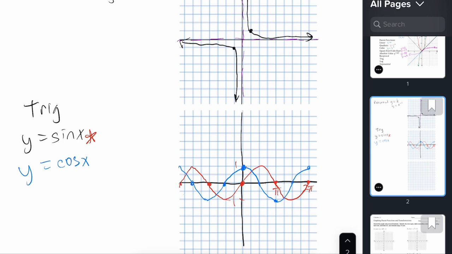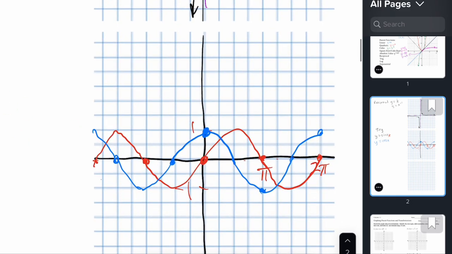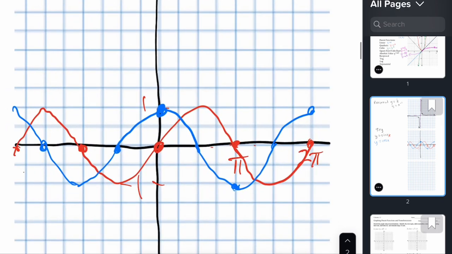But just if you remember that the sine starts at 0 and goes up, but the cosine starts at 1 and comes down. That's the main thing to remember, the difference, okay? So let me say it again. The sine starts at 0 and goes up. The cosine starts at 1 and comes down. These are 1 and negative 1. This is pi over 2, pi, 3 pi over 2, and 2 pi.